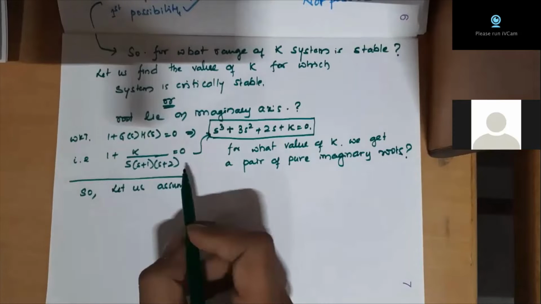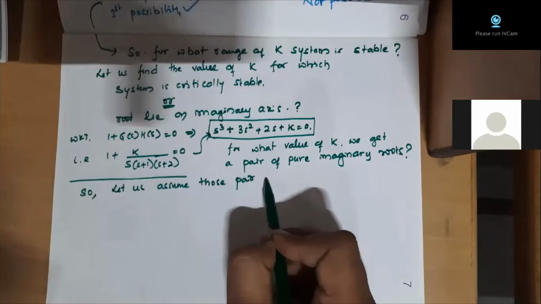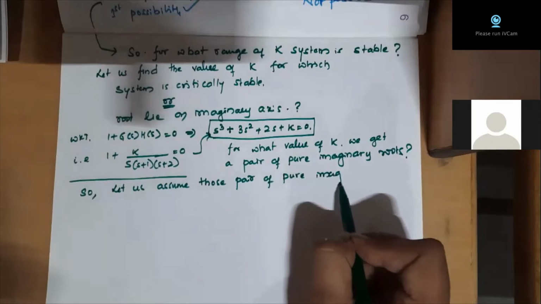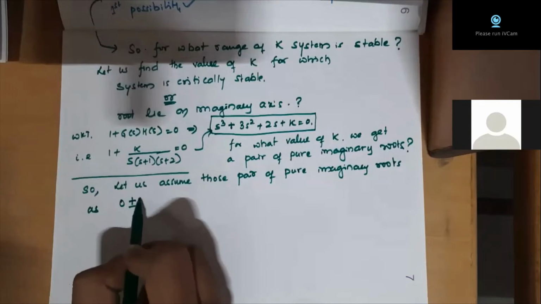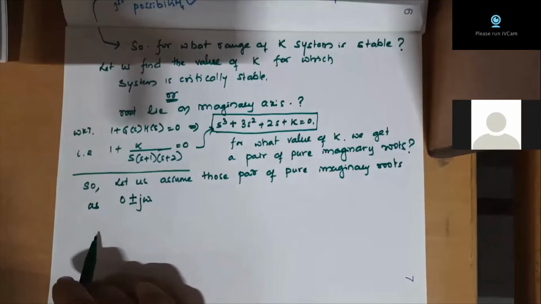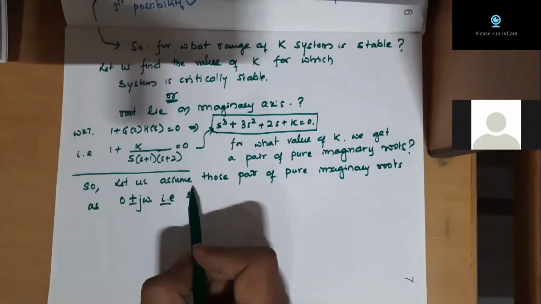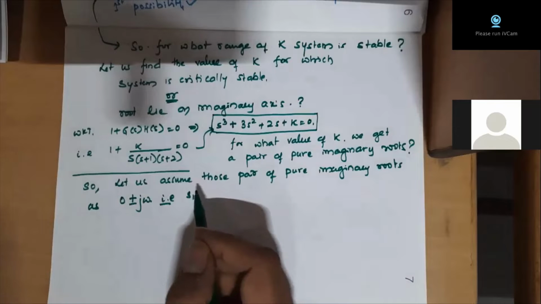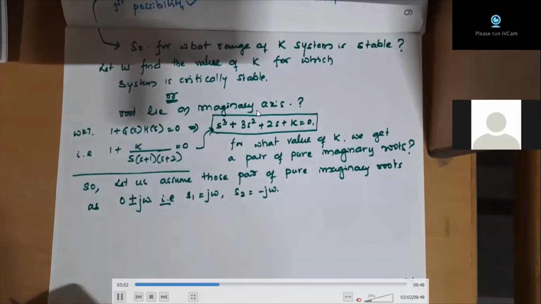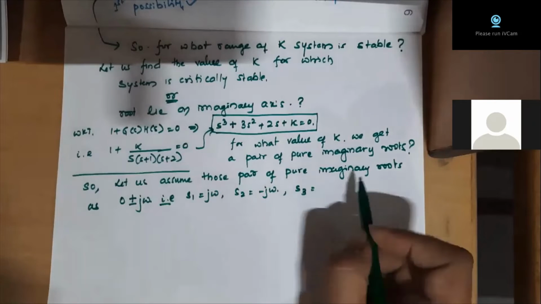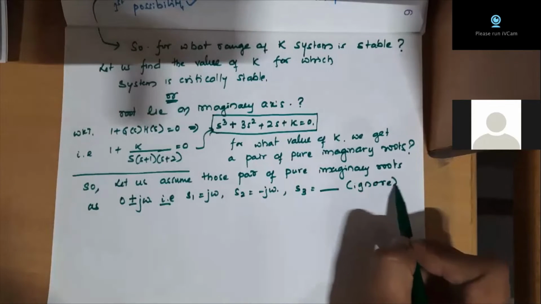So let us assume that those pair of pure imaginary roots are 0 plus or minus j omega. So two roots with 0 real part and only imaginary part, where one root you can call just j omega, and another root you can call minus j omega. And since this is third order, there exists a third root also. But this is irrelevant for us now, because that third root is moving towards the leftmost side and it is in the stable region.